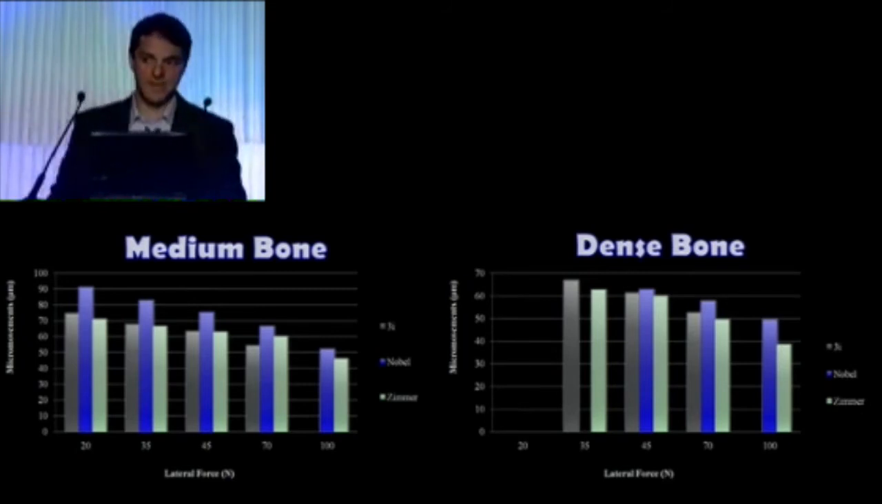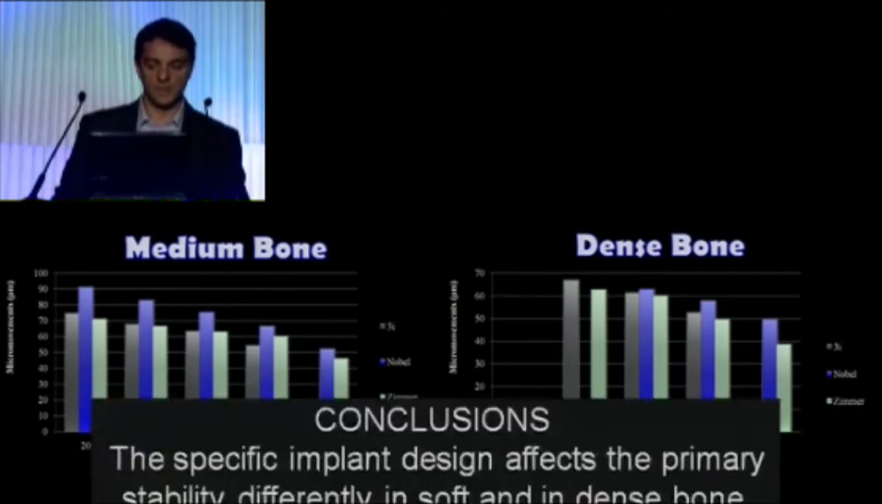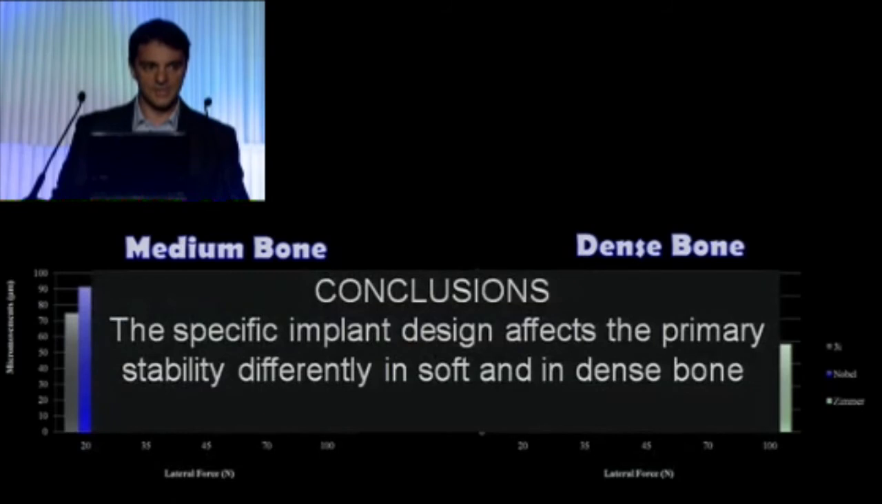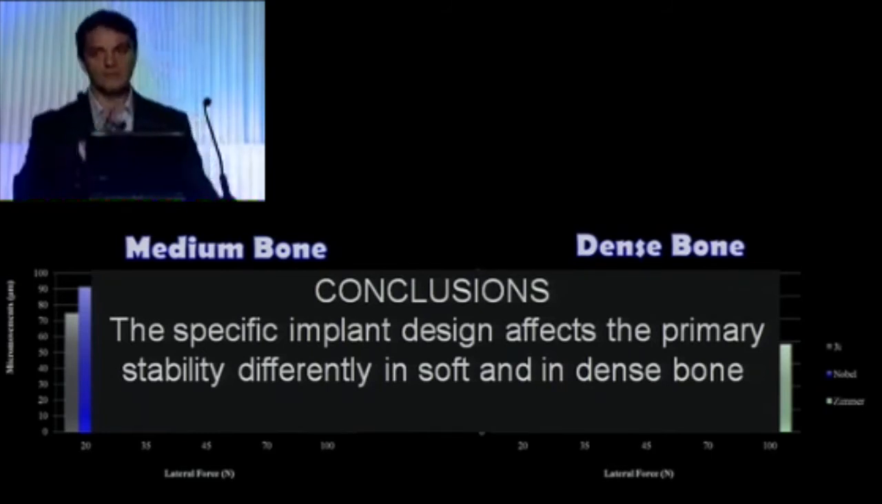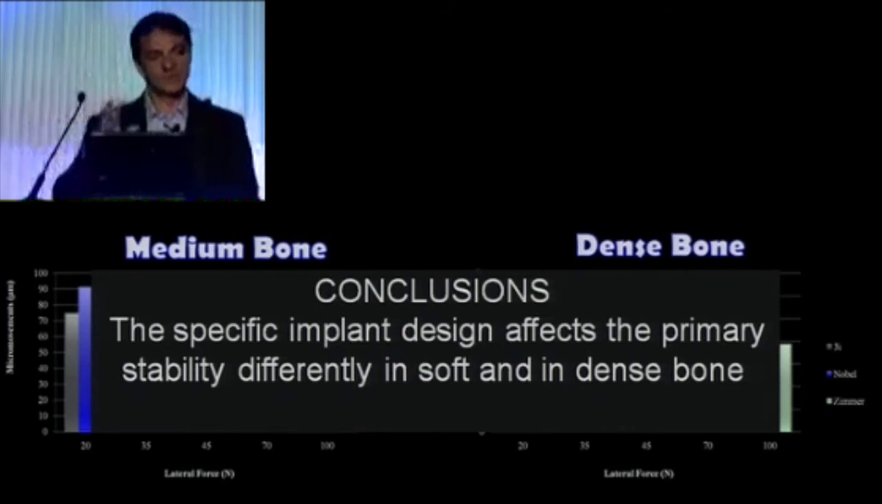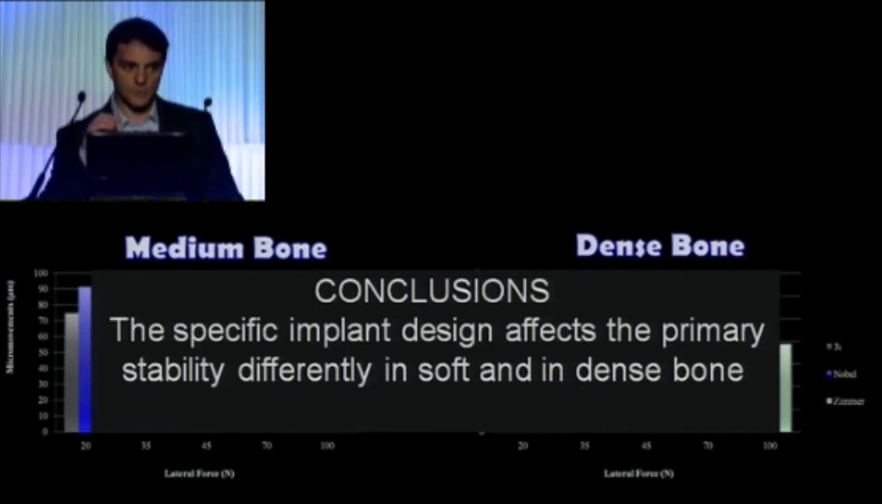We are now designing a new study evaluating other different implant geometries on the market. So from this experiment, what I would like to conclude is that the specific implant geometry affects, of course, the primary stability, and this is different if you have different density. So there are definitely some implant geometries which work better in soft bone, and other shapes which work better in dense bone. But we don't know. We still have to collect data about that.